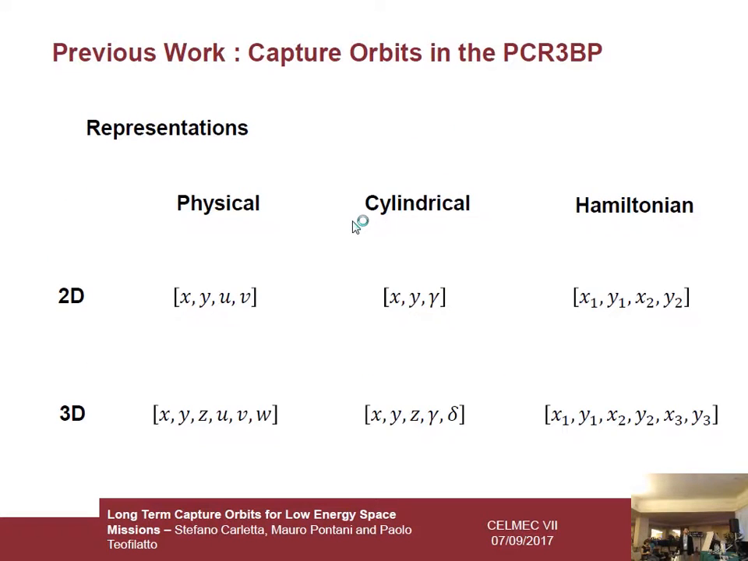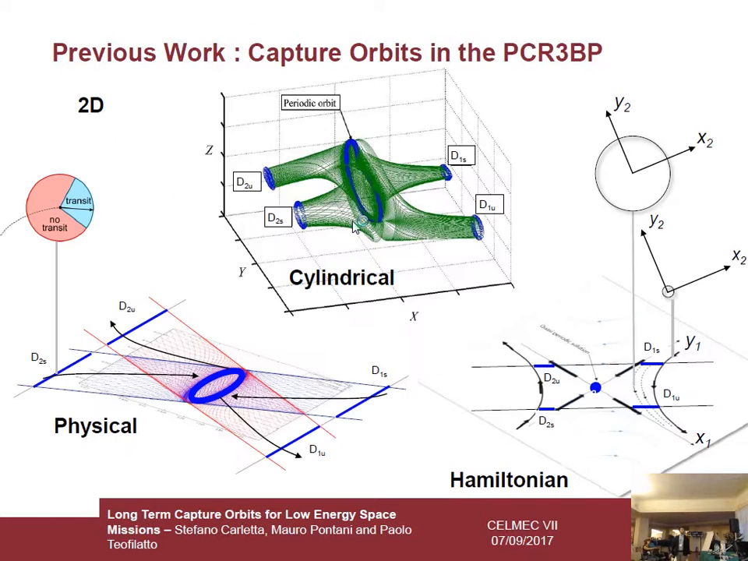frame. So, to be more clear about the reference frames, we have three representations in this presentation. A classical physical one has four state variables in 2D, six in 3D, and they can be reduced by one if passing through cylindrical coordinates. In the Hamiltonian representation, we have fewer variables, so there's no advantage in this sense, but apparently it is possible to represent the capture condition by just referring to x1 and y1 in both the 2D and 3D problem. This is a sketch of the three representations.